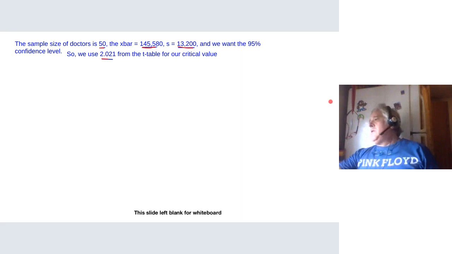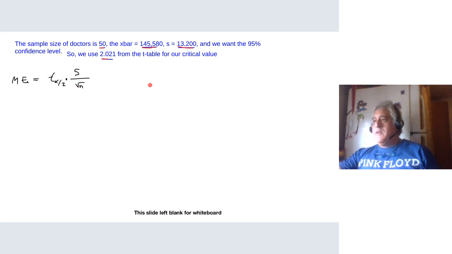So let's just write this out. Our error, or margin of error, whatever you want to call it, is equal to the t of the alpha over 2 times the standard error, which is s over the square root of n. Same thing, it's just that in this case, because of this imperfect world thing, not knowing that sigma, we've got to use s.